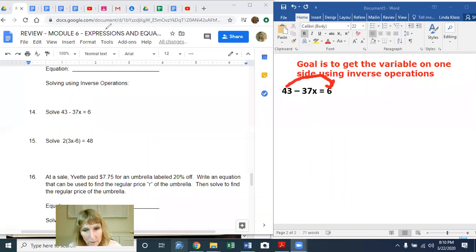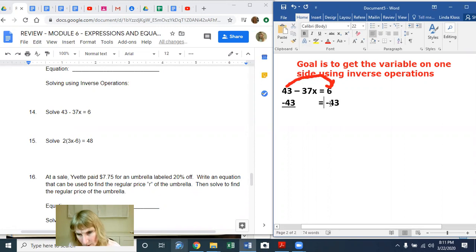How do I do that? I do that using inverse operations. Exactly. I know you're all saying that out in Cyberland. Okay, so I am going to minus 43 from both sides of the equals. And I'm going to draw my little line so we know that we are subtracting it. And then 43 minus 43 is going to be 0. We still have our minus 37x. It's going to equal, now we've got a positive 6 and a negative 43.